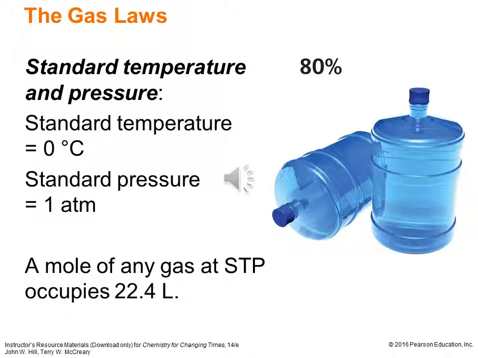Again, some gases deviate a little more from this value than others, but roughly speaking, any gas that you have 1 mole of at standard temperature and pressure would occupy 22.4 liters. And if you want to see some other solutions of Avogadro's law, go ahead and check out the worked example folder under content on Blackboard.